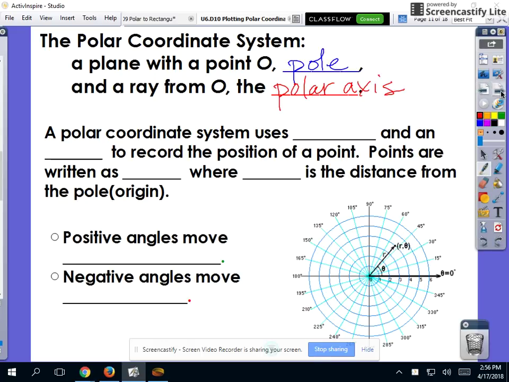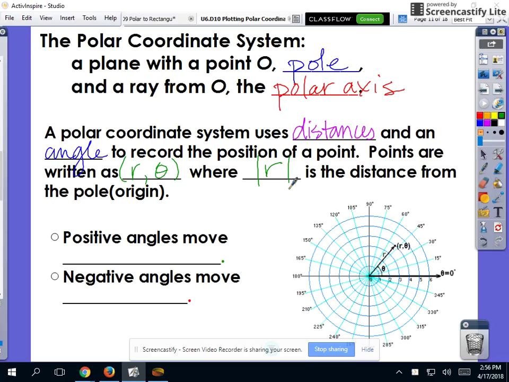So the polar coordinate system uses distances and an angle to record the position of a point. Points are written, and from the previous slide we did say r, theta, where r is the radius. I guess it should be the absolute value of r, because when we talk distance, we should have a positive value.